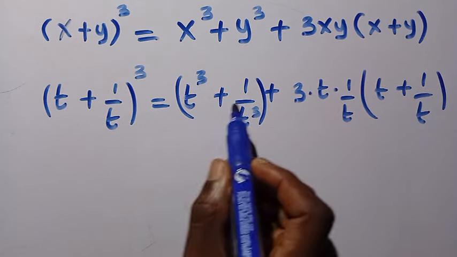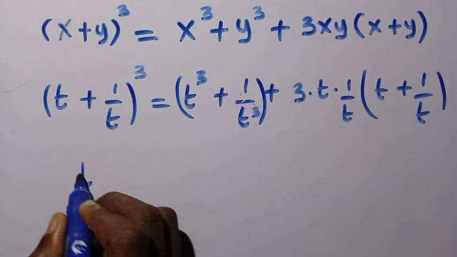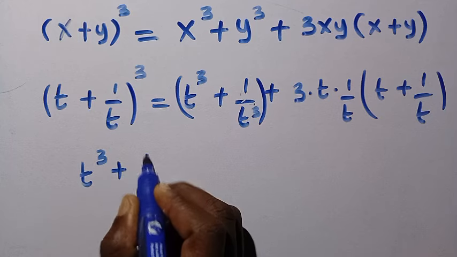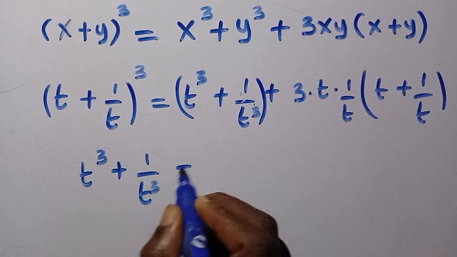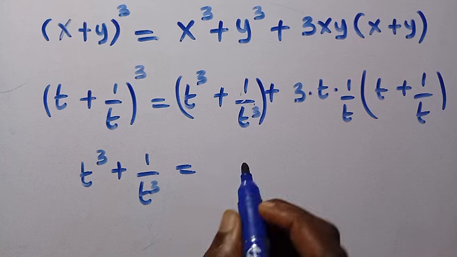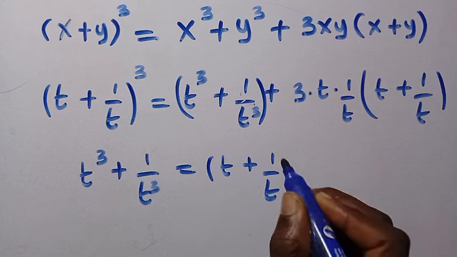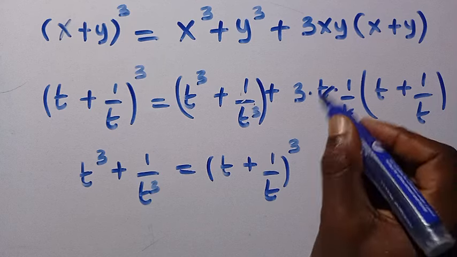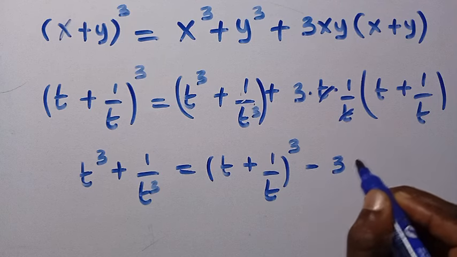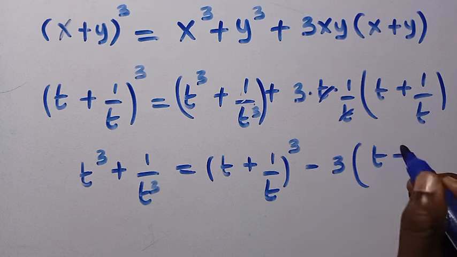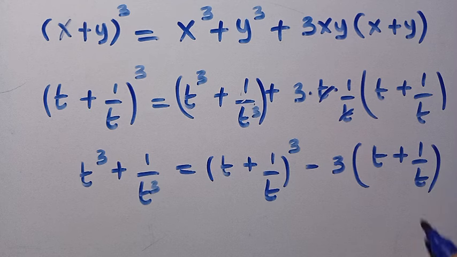So by making t cubed plus 1 over t cubed the subject, we have t cubed plus 1 over t cubed equals, here we write it first, (t + 1/t) raised to power 3. So t cancels t, then we have minus 3 into bracket of t plus 1 over t. This is what we are going to have. We have made this one the subject.